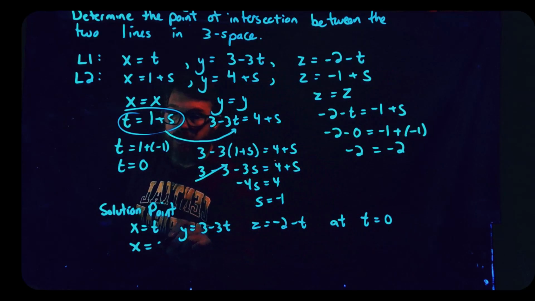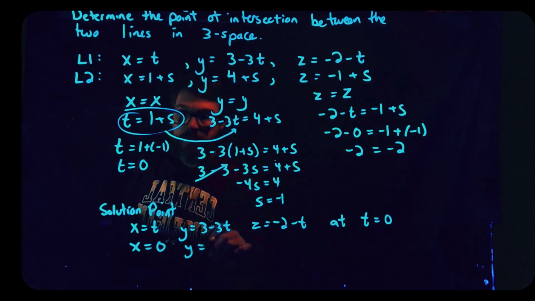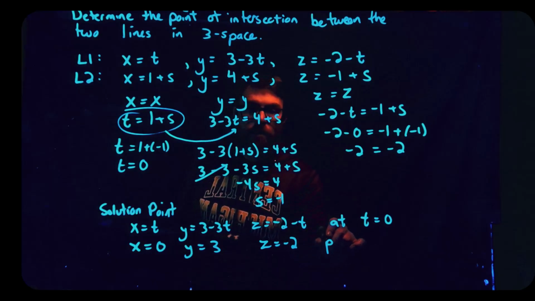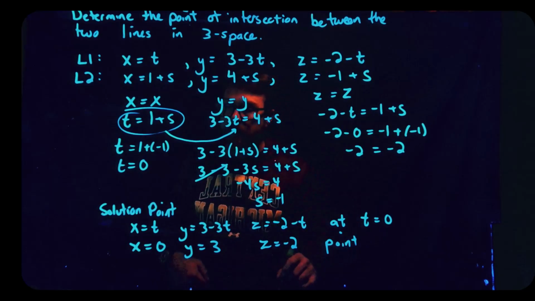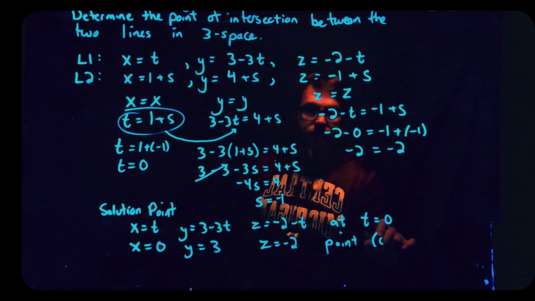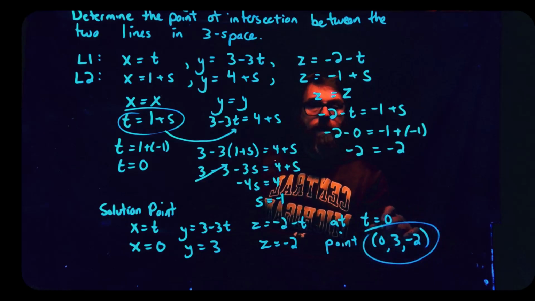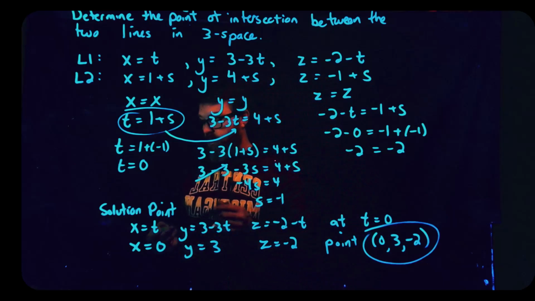So plug in 0, we're going to get 0. Plug in 0, we're going to get 3. And plug in 0, we're going to get negative 2. So I get the point (0, 3, negative 2). So these two lines do intersect, and that is their intersection point.